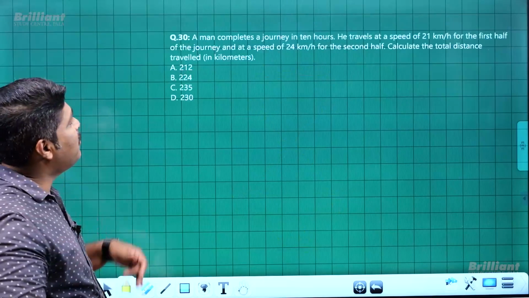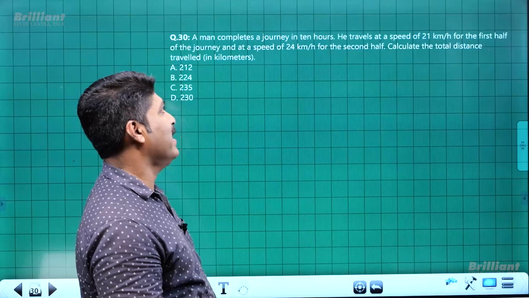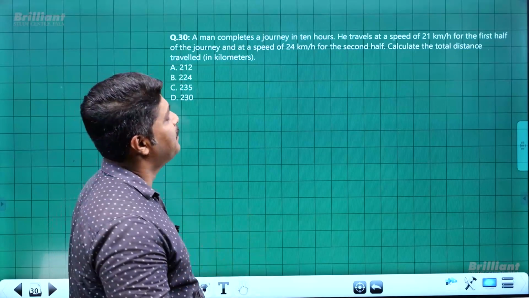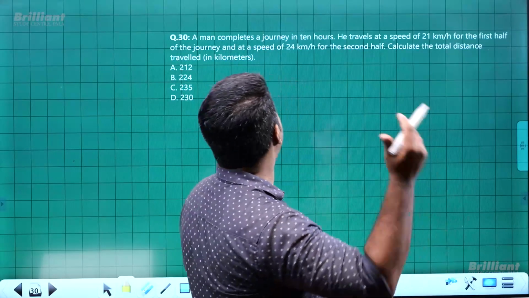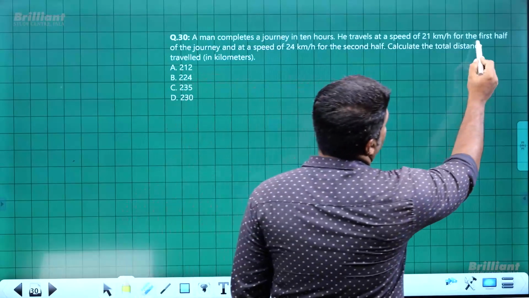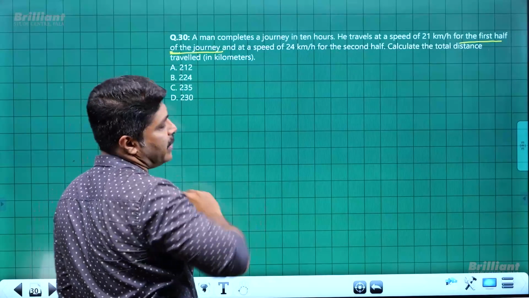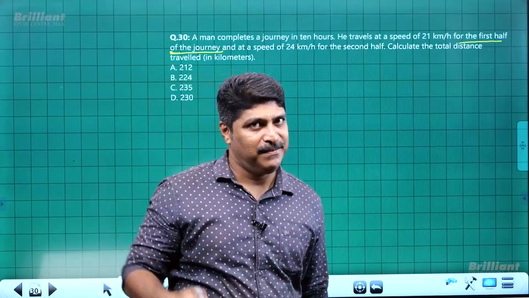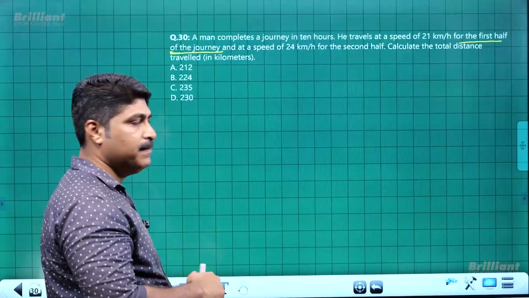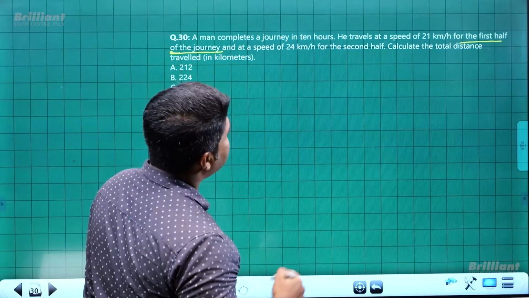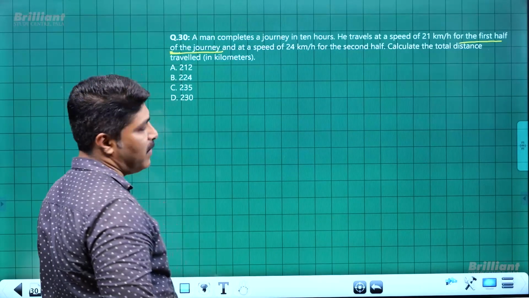So then we can directly move to the next question. A man completes a journey in 10 hours. He travels at a speed of 21 km per hour for the first half of the journey. What does it mean, the first half of the journey? Half of the journey means half the distance. So the total distance is bifurcated, and then it's the first half. And at a speed of 24 km per hour for the second half. Calculate the total distance he traveled.